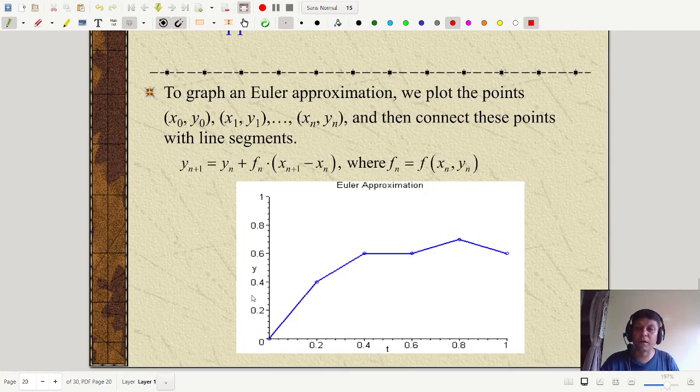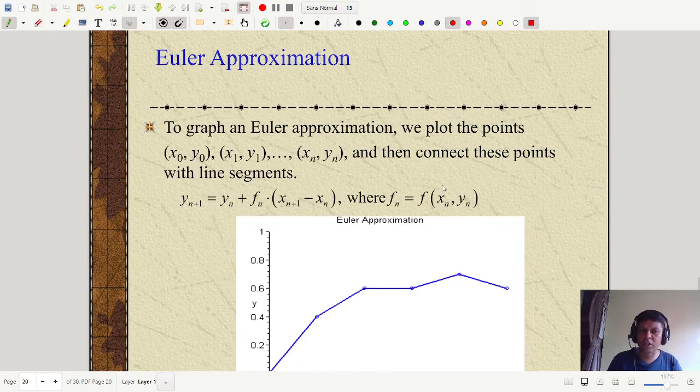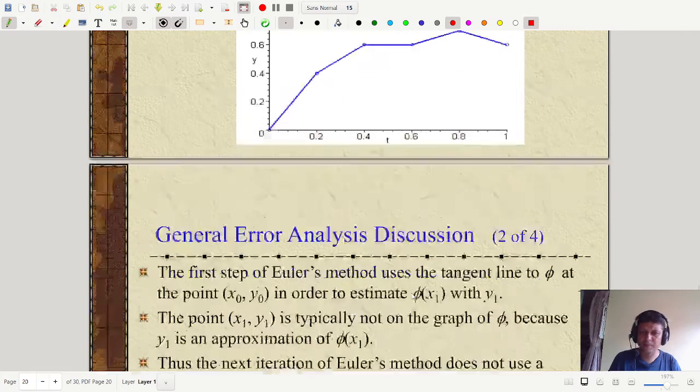So for the Euler's formula approximation, to graph an Euler approximation, we plot the point x0, y0. You are getting x0, y0, x1, y1, x2, y2, x n, y n. So successively you are getting these values. If you plot these points, you will have a polygonal trench. It's like a polygonal trench. If you connect them with straight lines, it will look like this. Connect these points with line segments. Okay, these are all line segments.